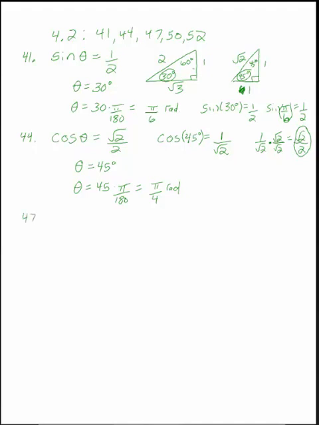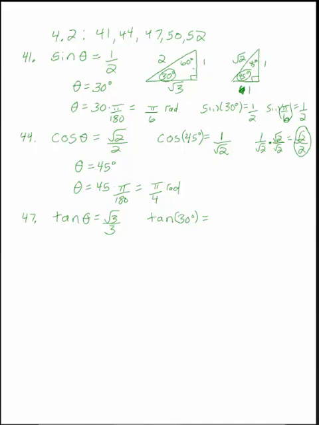Let's move on to 47. 47 says tangent of theta equals root 3 over 3. Okay. Well, let's look at the 30, 60, 90. If I look at 30 degrees, the tangent of 30 degrees, tangent is opposite over adjacent.